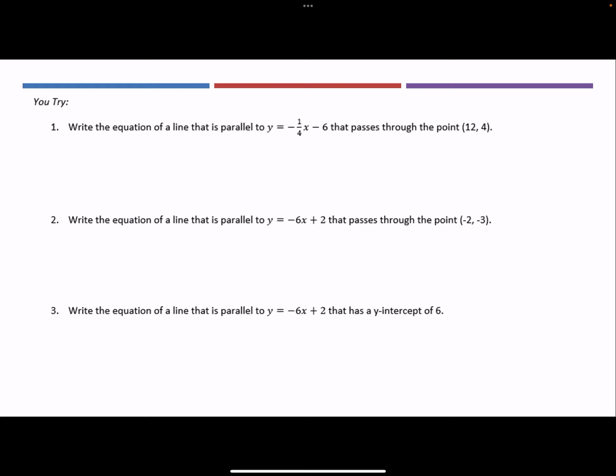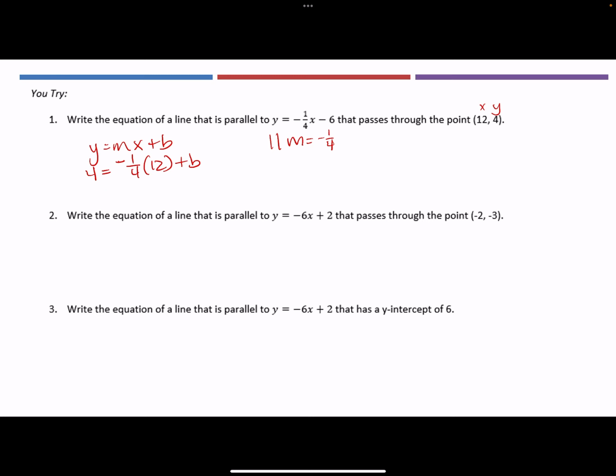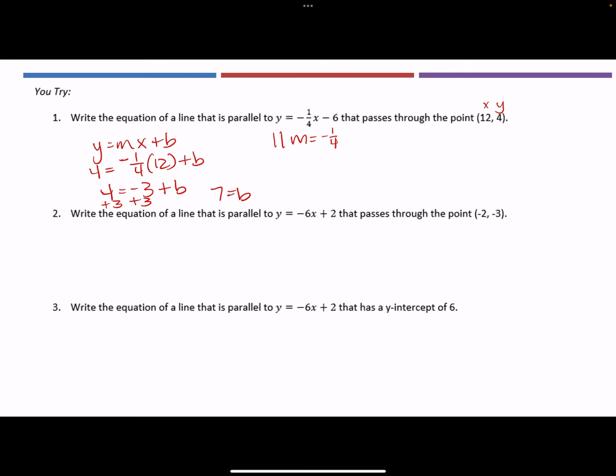All right, so let's quickly go through these, okay? So number 1, the slopes are going to be the same, so it's going to be -1/4. Here's my point, x comma y. So I'm going to take this info and plug it in. y is equal to mx plus b. Use your calculator if you want to, because you may have to work with some fractions here. But this should be 4 is equal to -3 plus b. And then to solve for b, I get b is equal to 7.